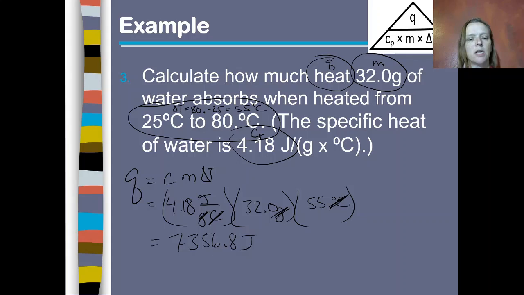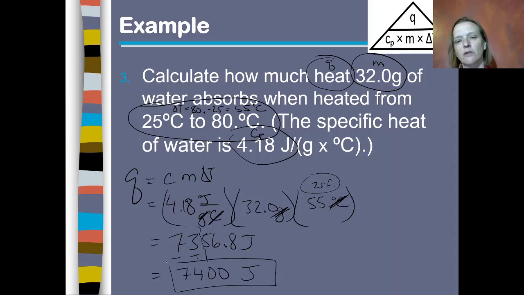And according to my calculator, I'm going to get an answer like 7,356.8 joules. But significant figures: 3 sig figs, 3 sig figs, 2 sig figs. This is my limiting value in terms of determining my sig figs. So I have to round off to 2 significant digits. So my final answer will be 7,400, because this number is 5 or higher, I need to round up. But I add in these non-significant zeros as placeholders because this is in the 7,000s. I'm not trying to round this value off to 74. That would be a completely different value. 7,400 joules.